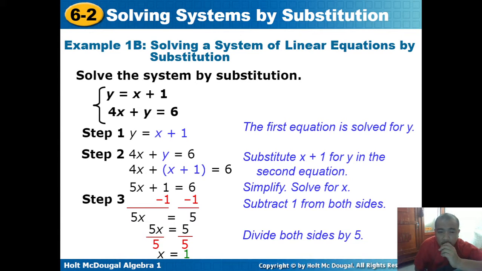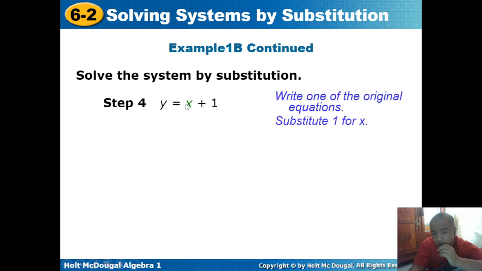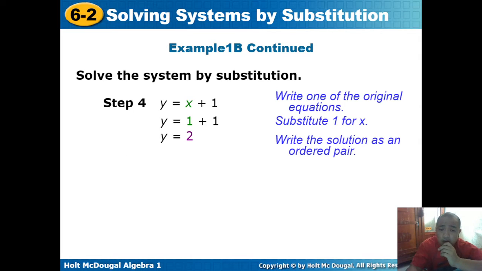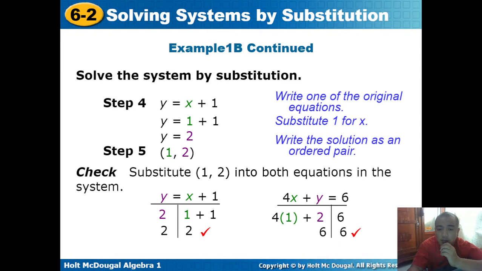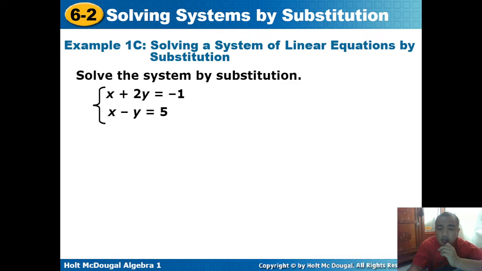Okay, subtract 1 from both sides. So 5x equals 5. Divide both sides by 5. X equals 1. What is y? You can now solve for y here. 1 plus 1, 2. So the solution is (1, 2). Then check. Last step is check. Substitute (1, 2) into both of the equations in the system. For y equals x plus 1, 2 equals 2. Yes. For 4x plus y equals 6, 6 equals 6. Yes, correct.